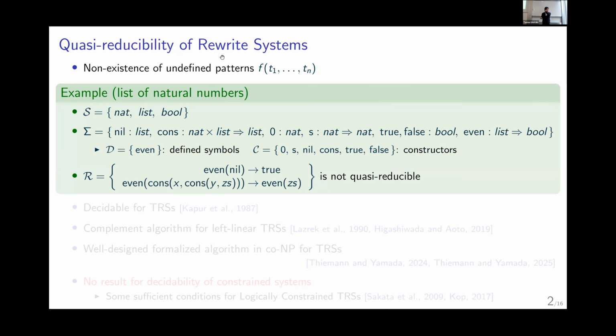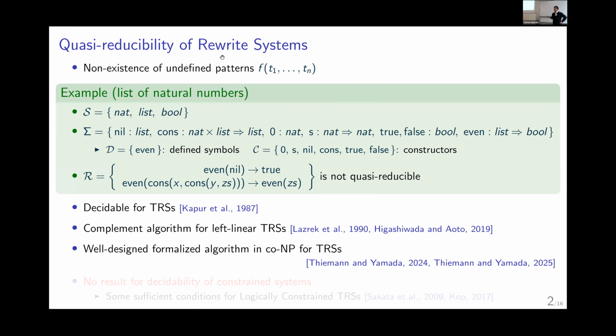Then I talk about quasi-reducibility of rewrite systems. Let's see an example. Let's consider three sorts, nat, list, and bool, and these function symbols: nil and cons for list, zero and s for natural numbers, true and false for Boolean, and even is defined by the system. This TRS is not quasi-reducible because even is not defined for the list with length 1.